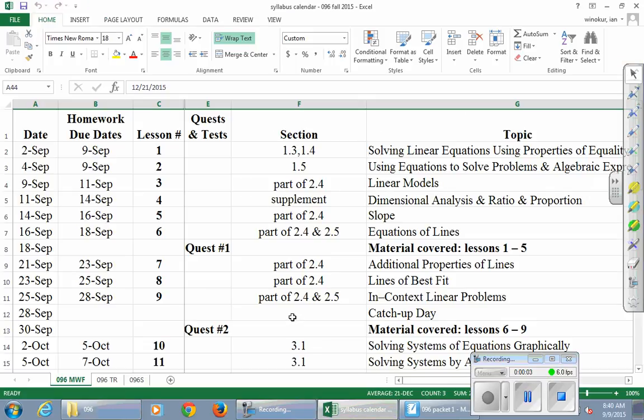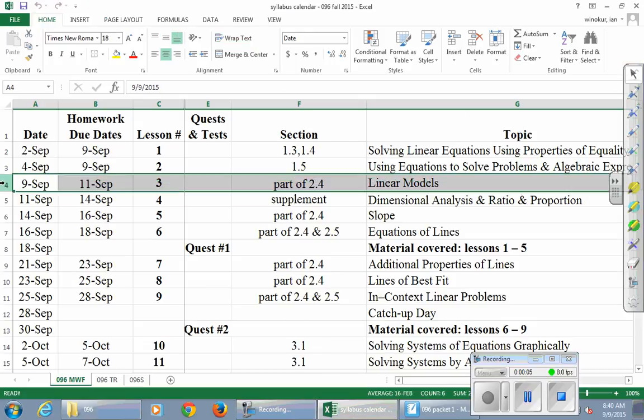Okay, so let's take a quick look at the calendar. Today is lesson number 3. We are covering something called linear models, lots more word problems that we'll see today. A couple of quick announcements before we jump in. Number 1 is up here on the board.